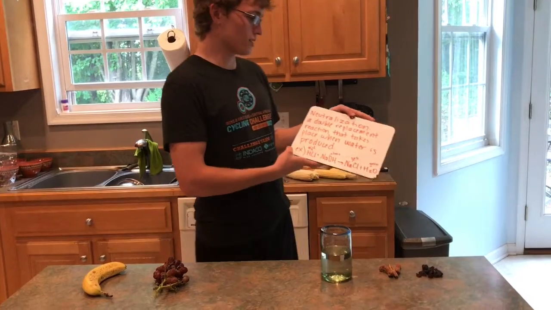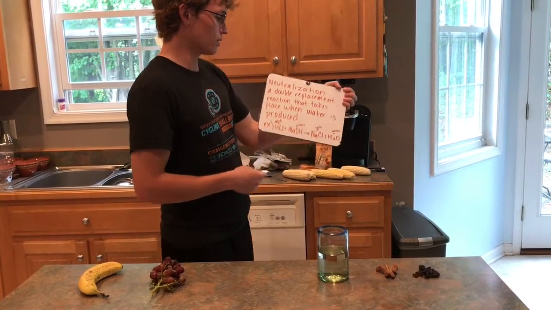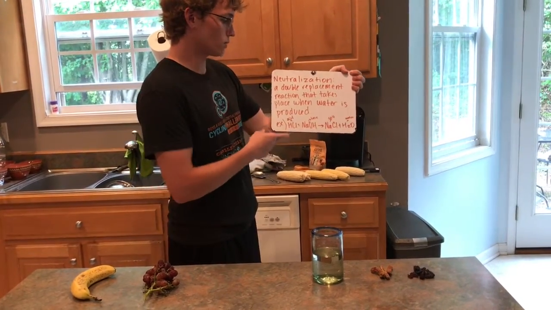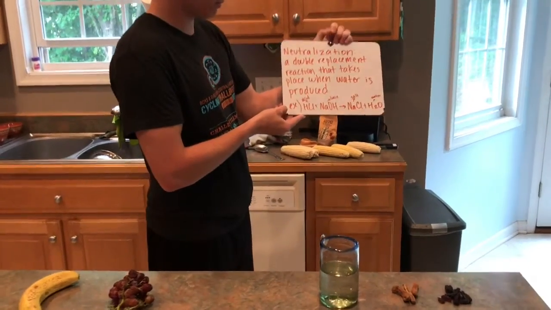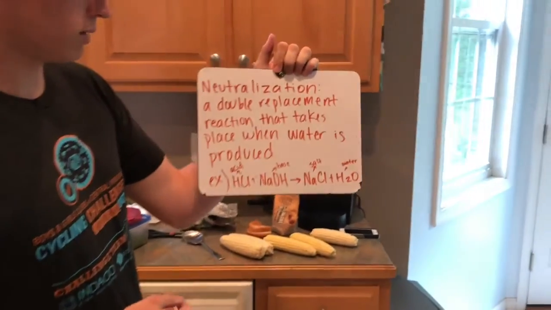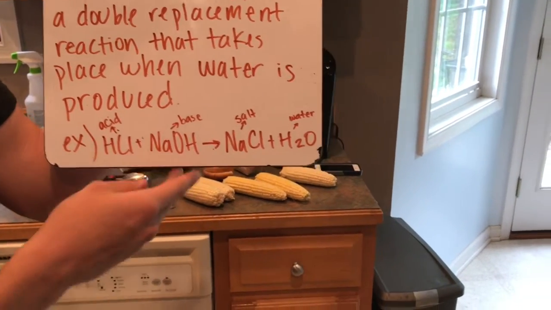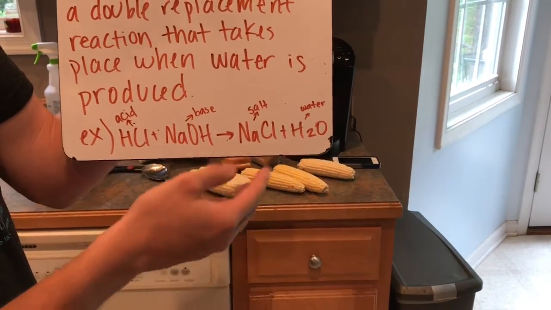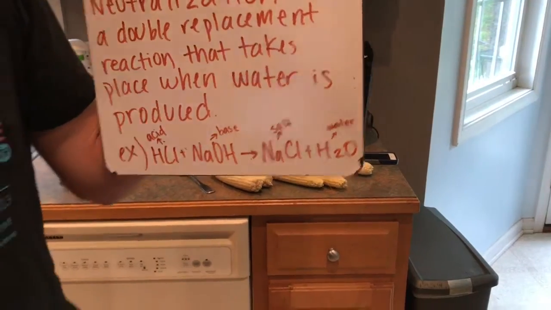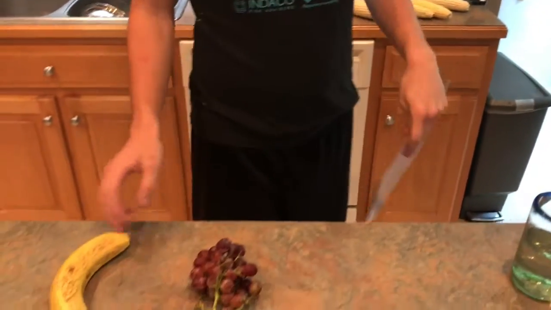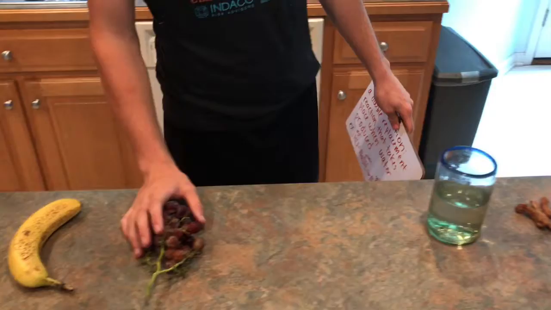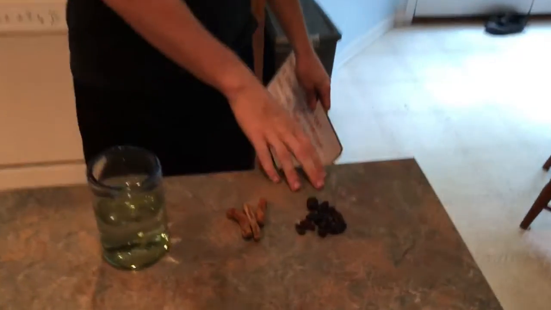Alright, so our next reaction is neutralization, which is a double replacement reaction that takes place when water is produced. So our example is HCl, an acid, plus sodium hydroxide, which is a base, produces sodium chloride, or table salt, plus water. And our food example is bananas plus grapes produces water, dried banana, and raisins.